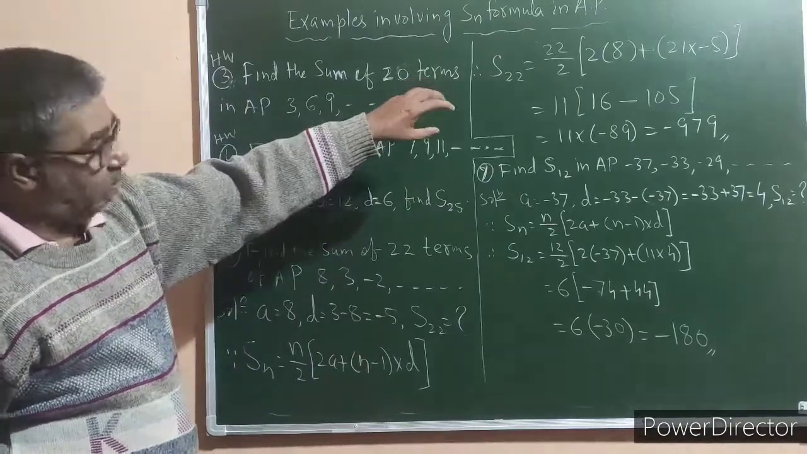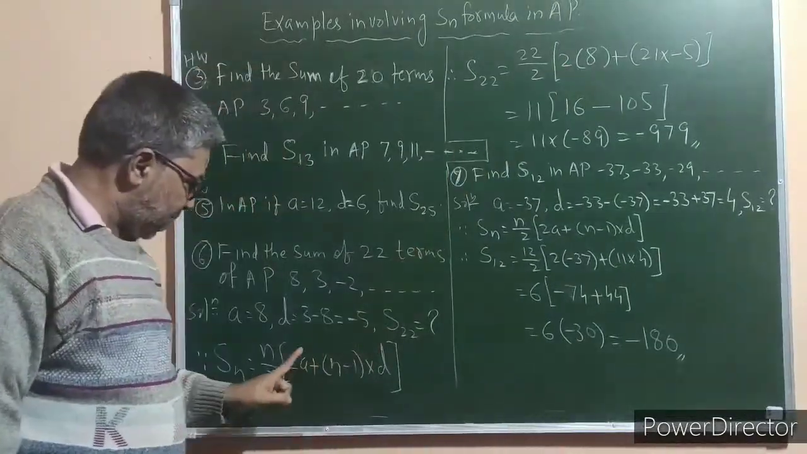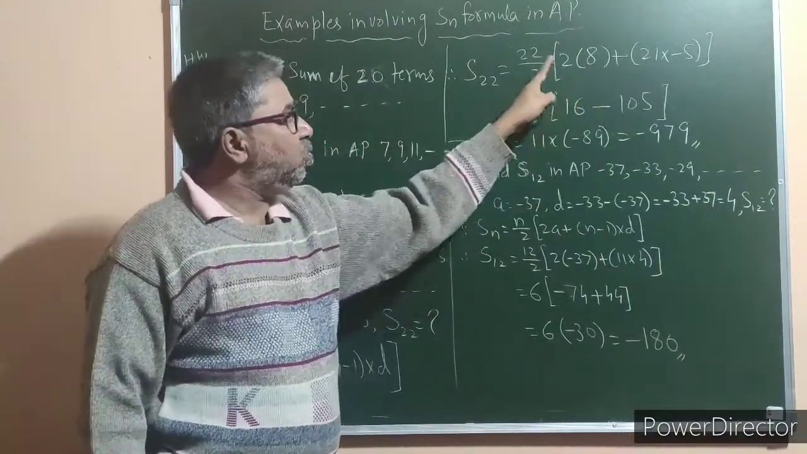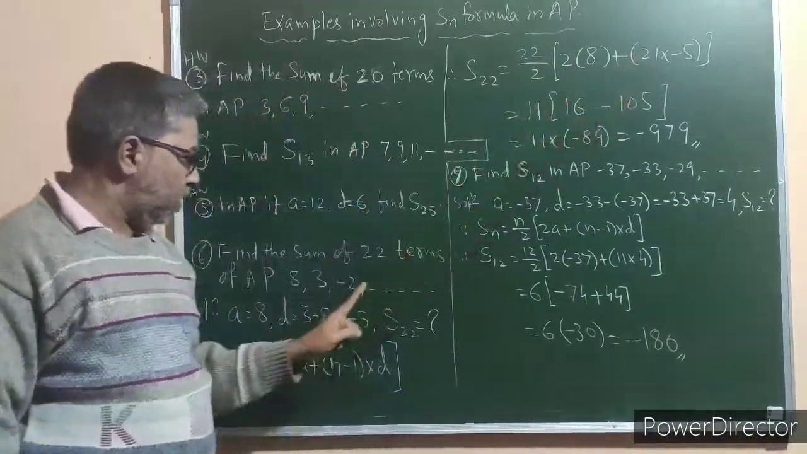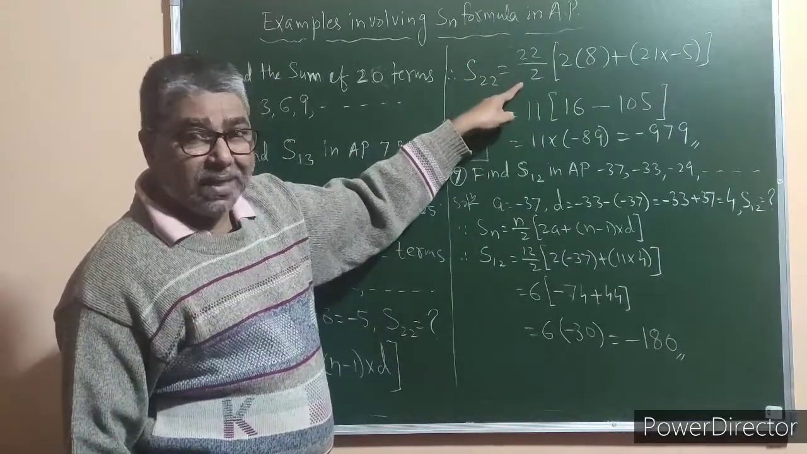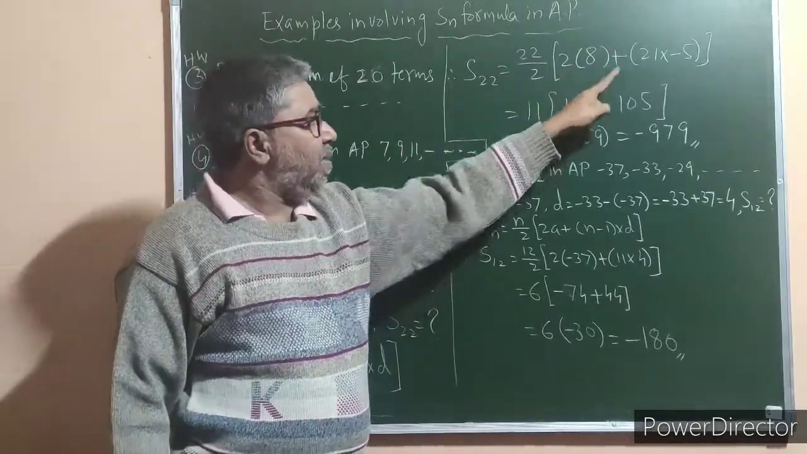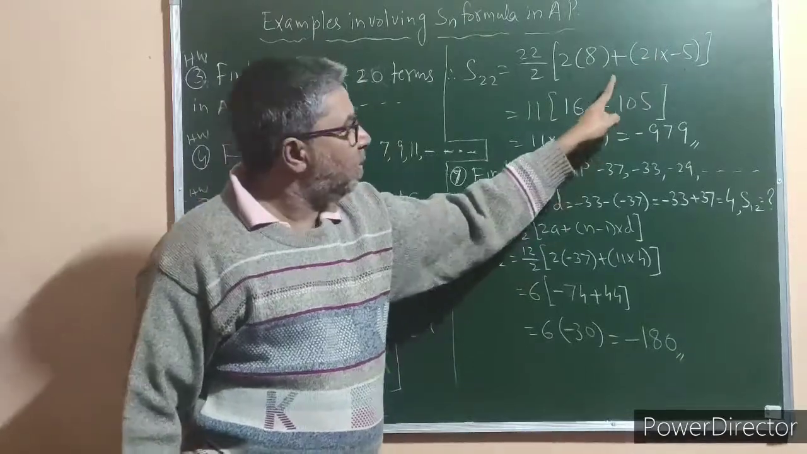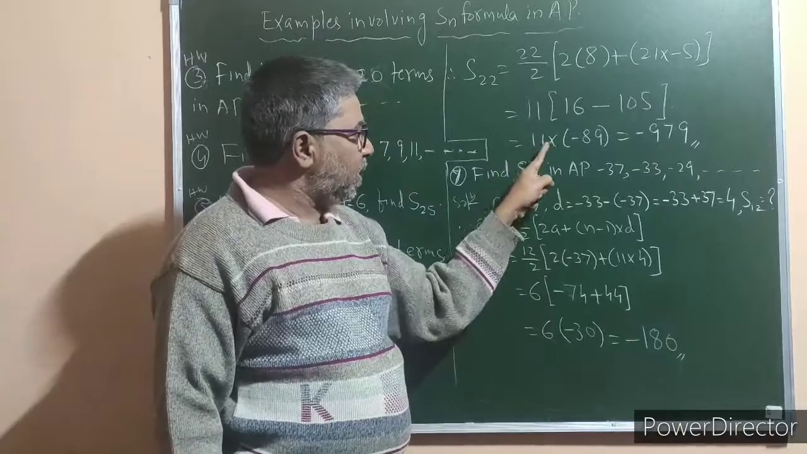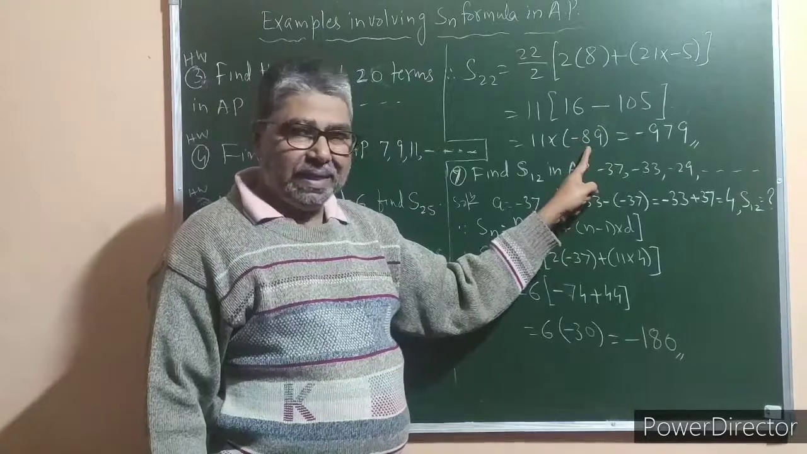Substitute the values in the next step. 22 upon 2 into bracket 2 multiplied by the value of a, which is 8, plus 21, that is 22 minus 1, into the value of d, which is minus 5. Simplify this: 22 divided by 2 is 11 into bracket 2 8s are 16, minus 21 5s are 105. In the next step, 11 into 16 minus 105 will be minus 89.